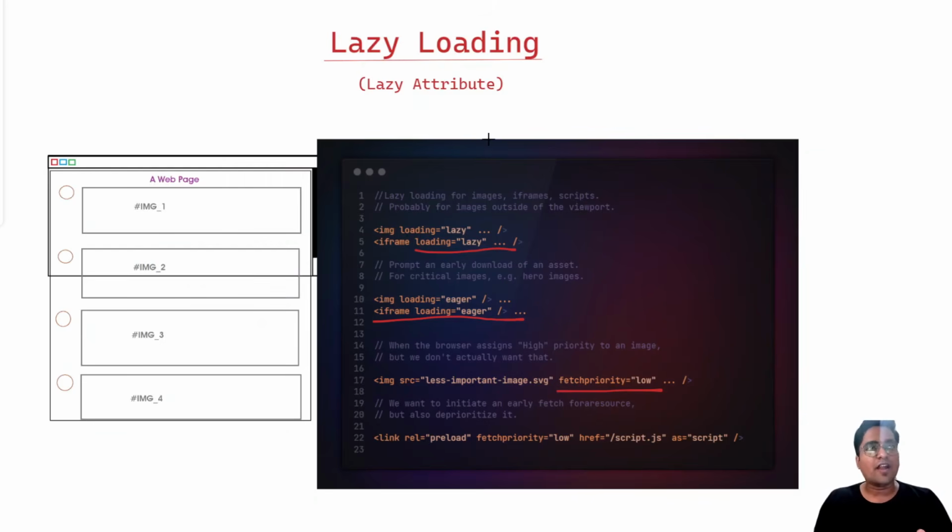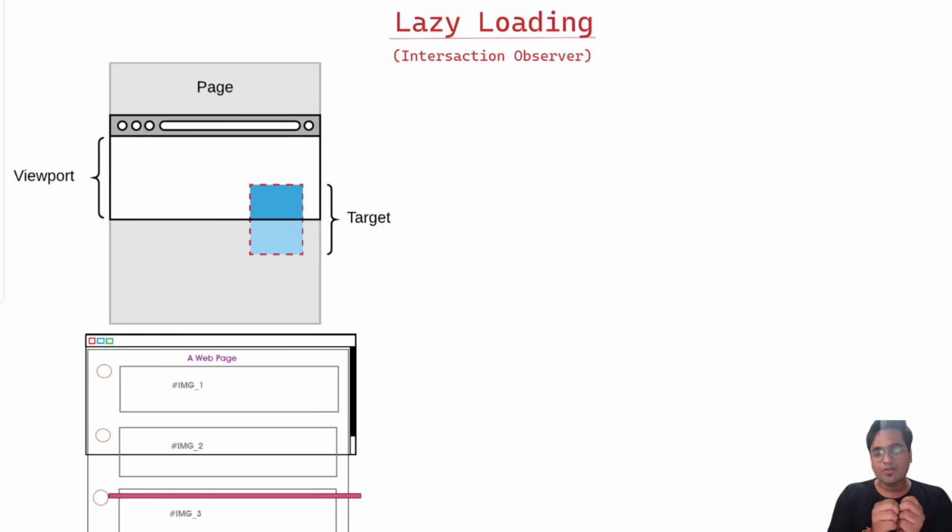Just go and try it out. We will be talking about another lazy loading technique using intersection observer. This is a web API which is provided by the browser, so you can easily use it using window dot intersection observer. So let's try to understand this concept.